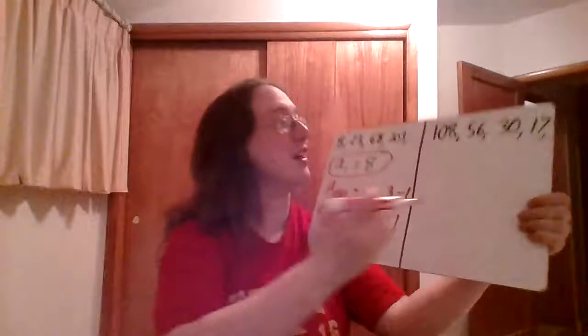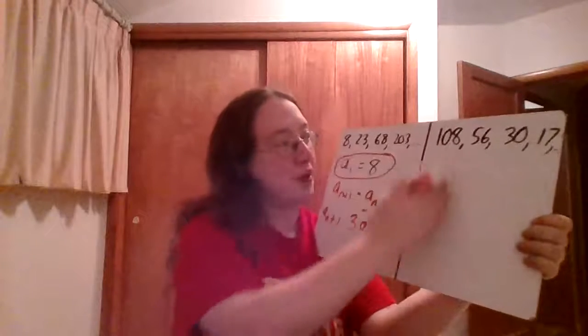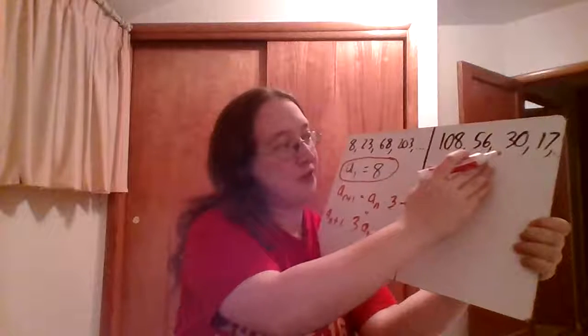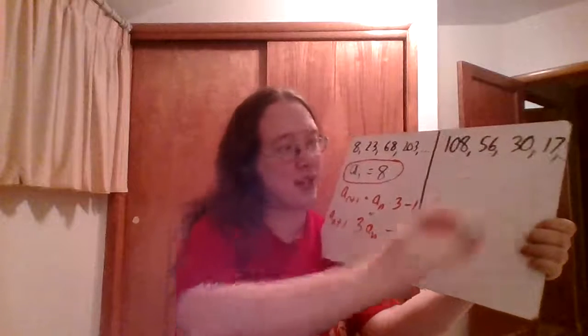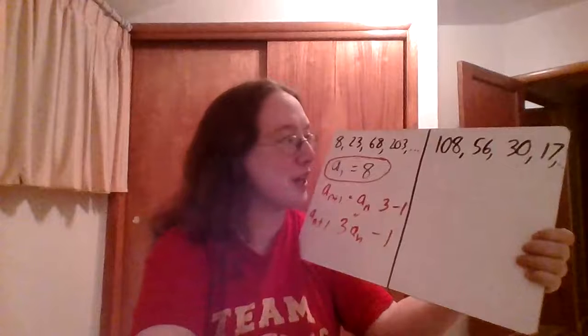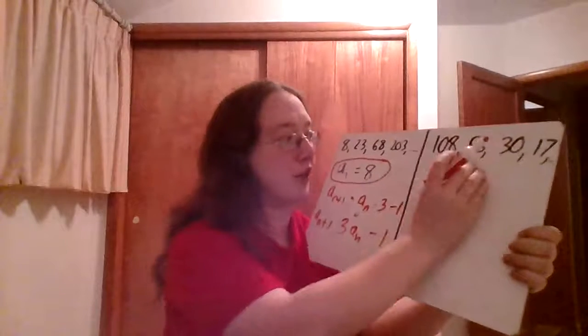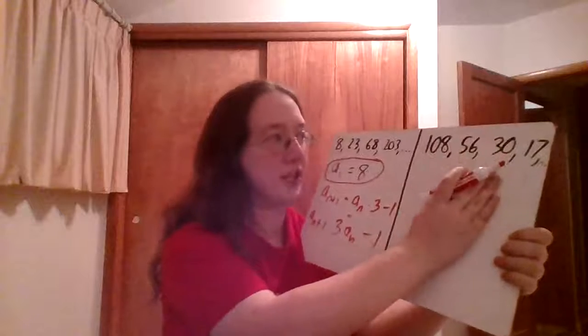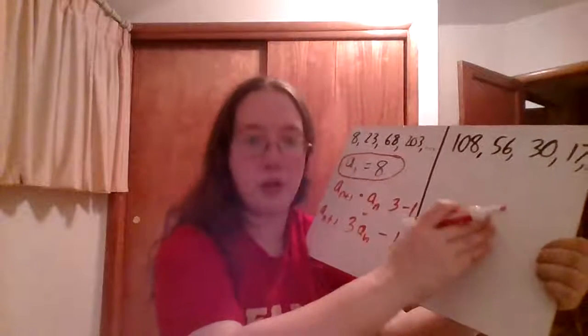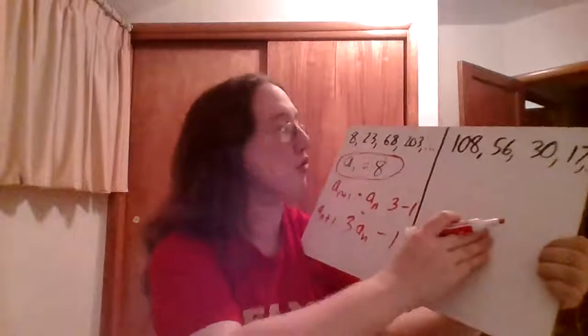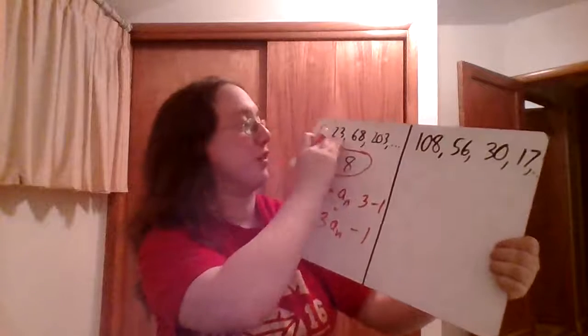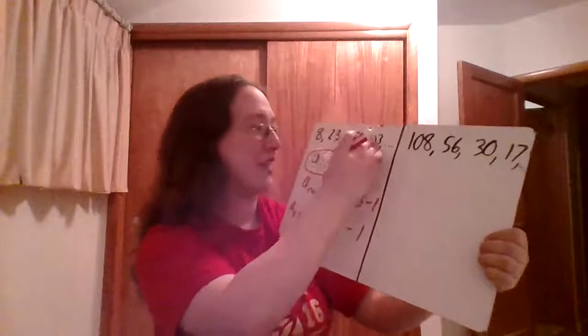Okay, let's try the next one. So this time, if we want to get from 108 to 56 to 30 to 17, we want to figure out, okay, what are we doing? What can we do to 108 to get close to 56? Or what can we do to 56 to get close to 30? What can we do to 30 to get close to 17? And in general, it's going to be easier to figure out what's going on if you look at your smaller numbers. So here it was easier to go from 8 to 23 than it was to figure out, okay, how we're getting from 68 to 203.